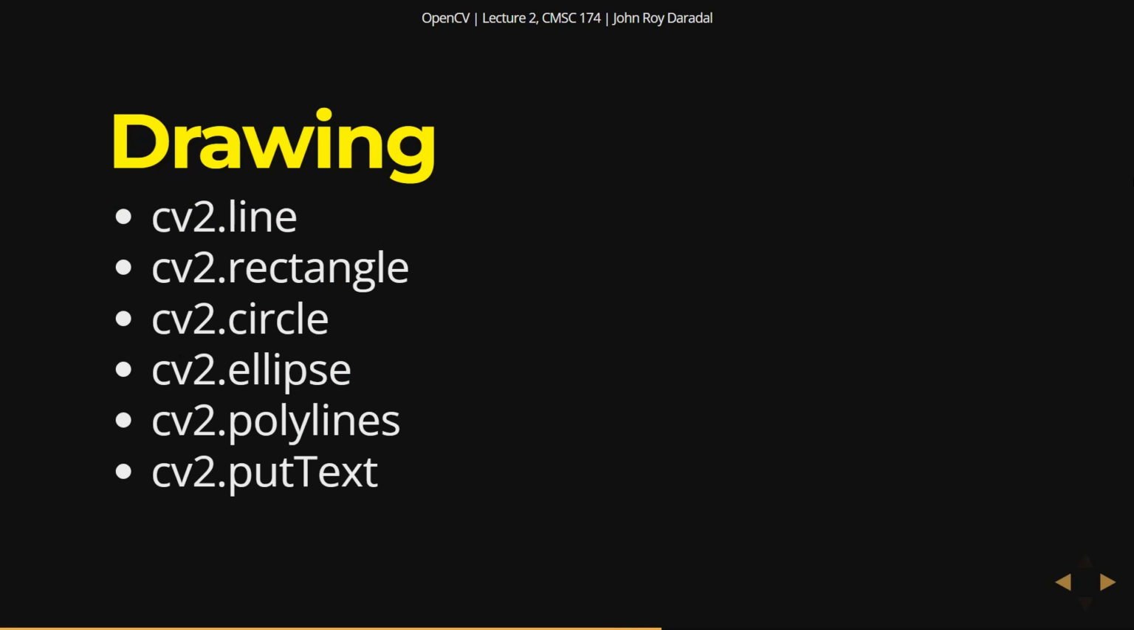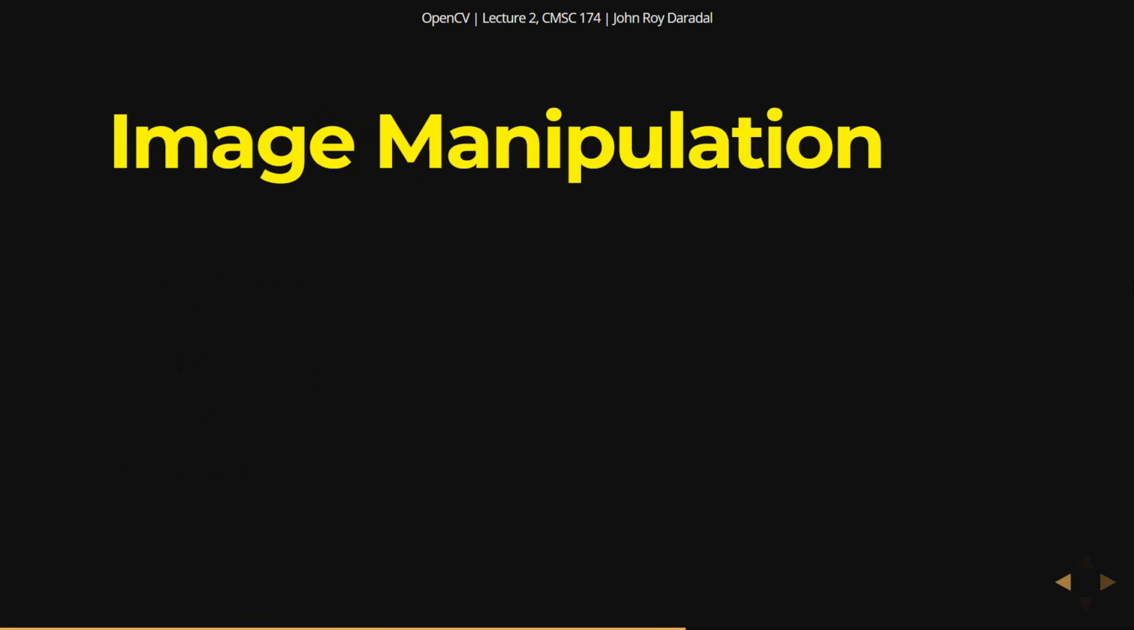Other drawing functions we have are cv2.line to draw a line, cv2.rectangle, cv2.circle, cv2.ellipse, polylines, and putText. Rectangle, circle, and ellipse are self-explanatory. For polylines, this will draw a polygon, and for putText, this will write the text that you want to display. Those are the drawing functions for OpenCV.